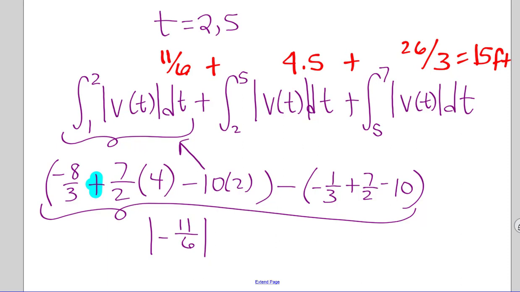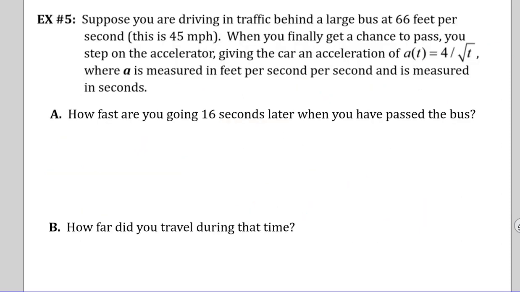All right, let's look at another problem. Example 5. Suppose you're driving in traffic behind a large bus at 66 feet per second. This is 45 miles per hour. Sounds a lot faster, but anyway, 66 feet per second.